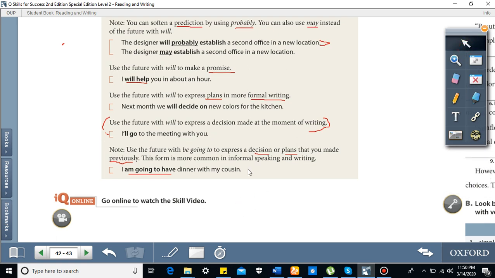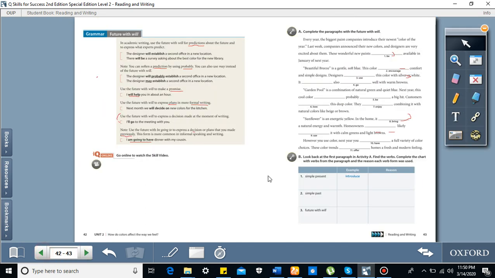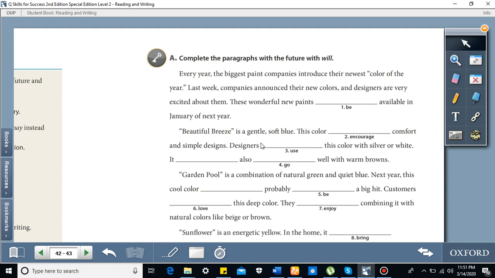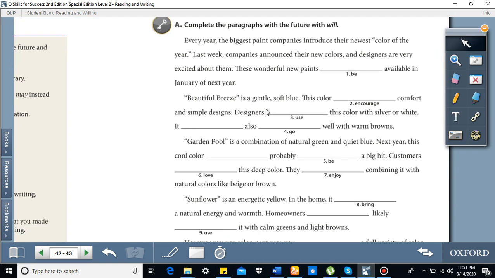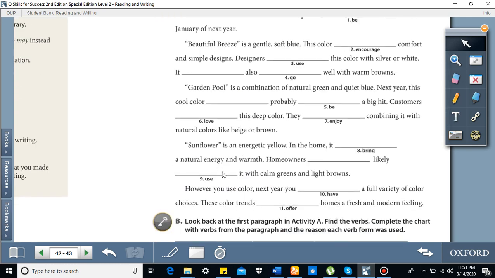So next up, let me first clear the screen. All right, next is the activity here. Complete the paragraph with the future with will. So what you need to do is to complete it. You can complete it at home.